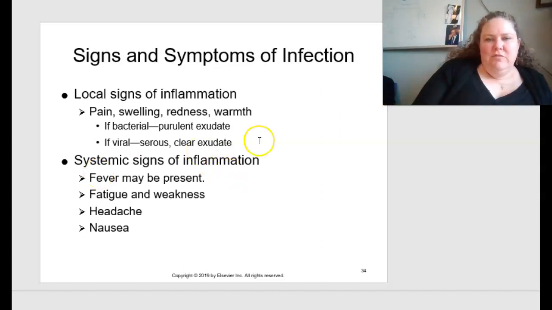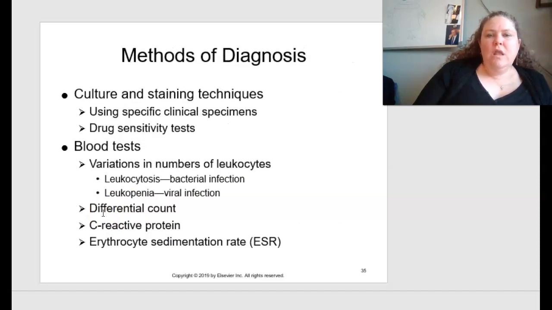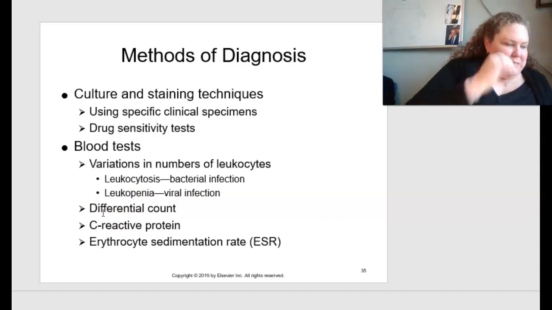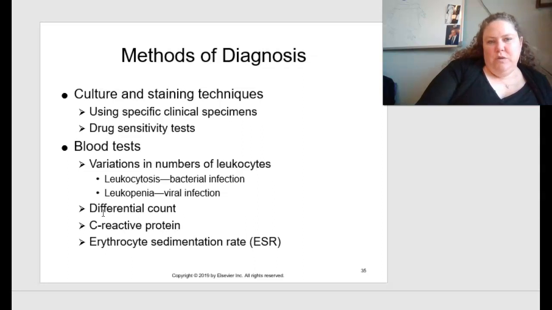Systemic signs of inflammation include that a fever may be present. You can have fatigue and weakness. You can have headache, and you can also have nausea. So how do we diagnose this? And this is on page 107.